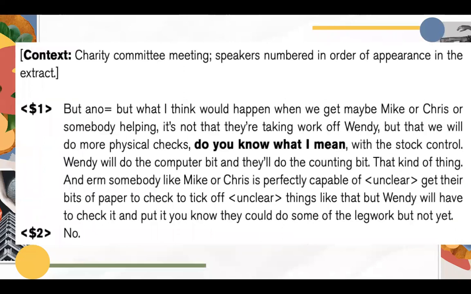Moving on to the next example. In this example it is a charity committee meeting. So the speakers are numbered in order of appearance in the extract.